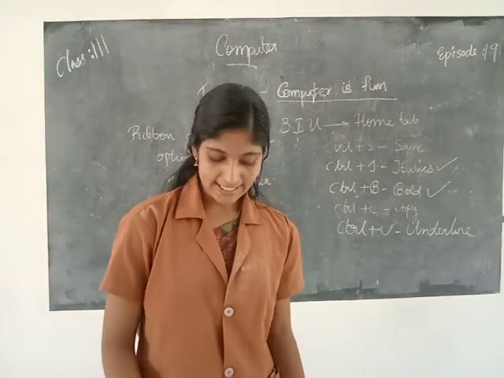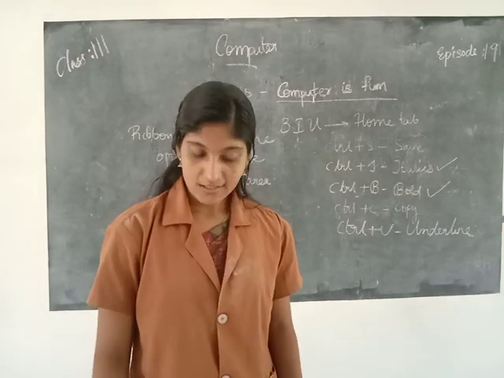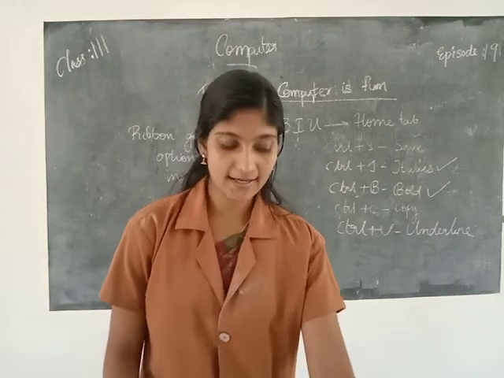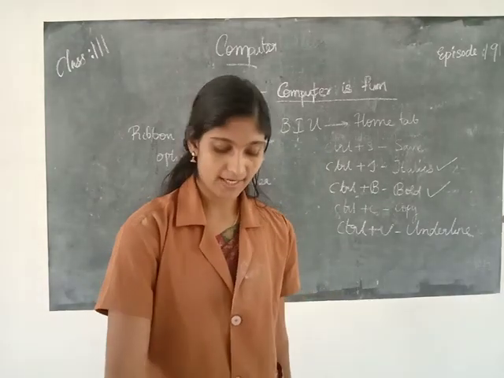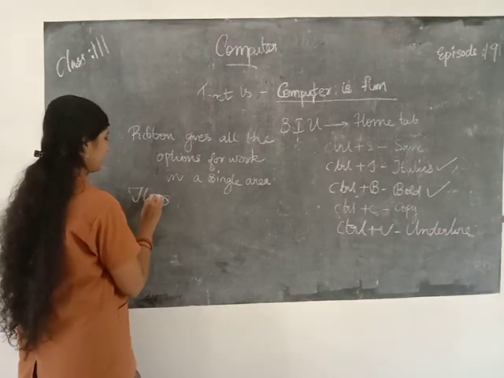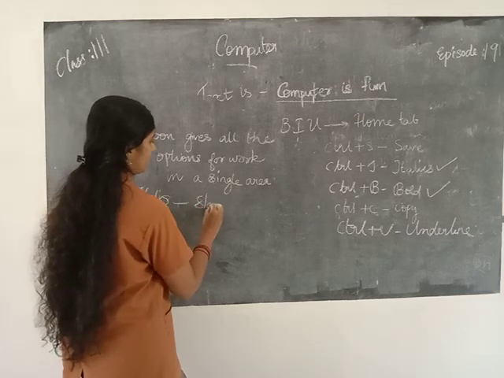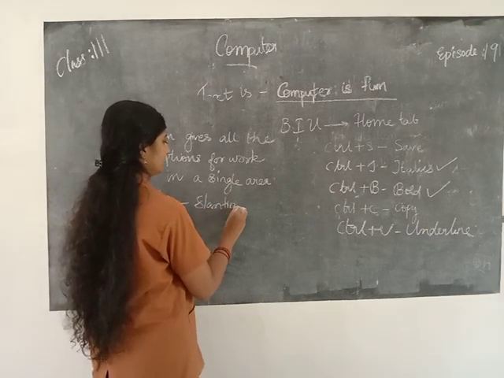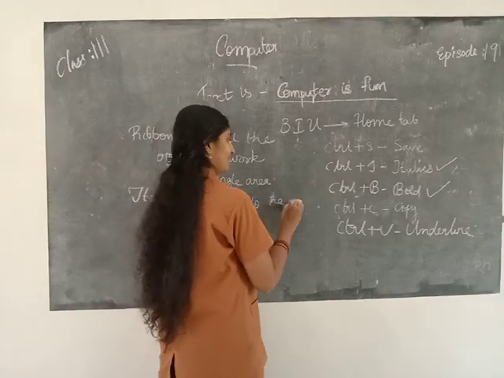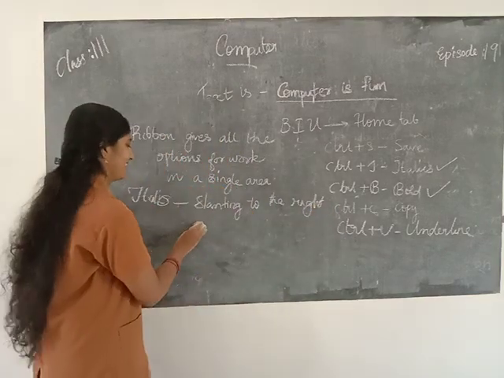Then next one. What do you mean by italic words? Italics are slanting to the right side. So italic means slanting to the right side.